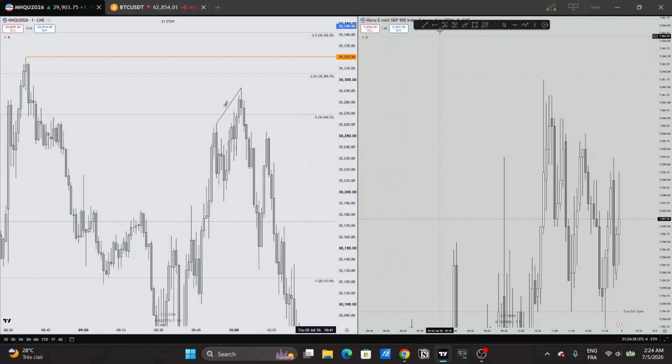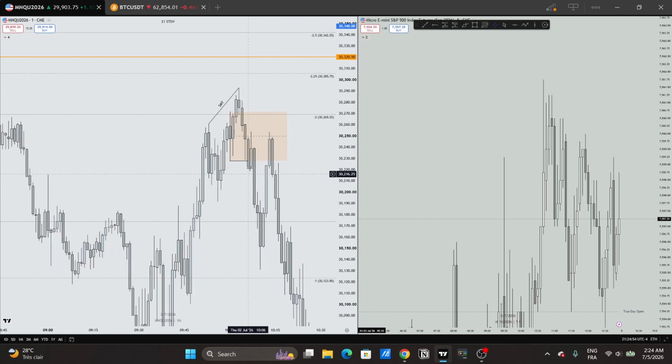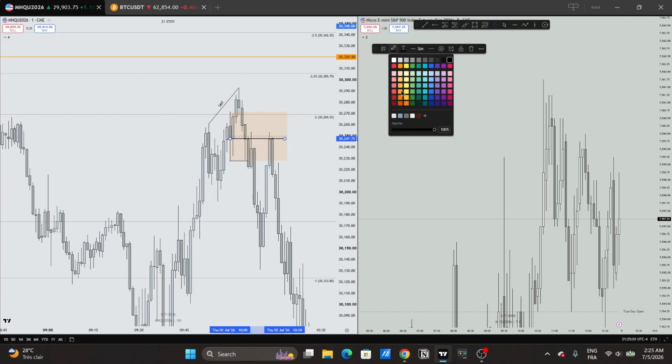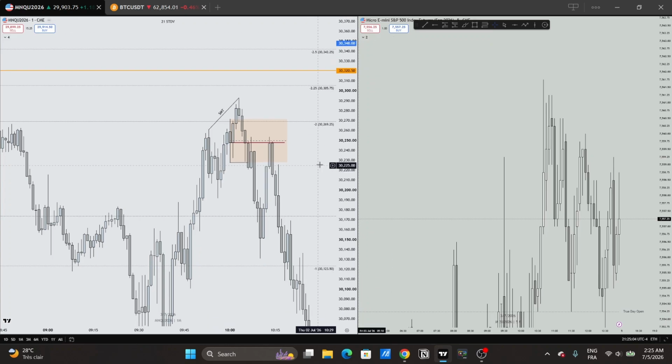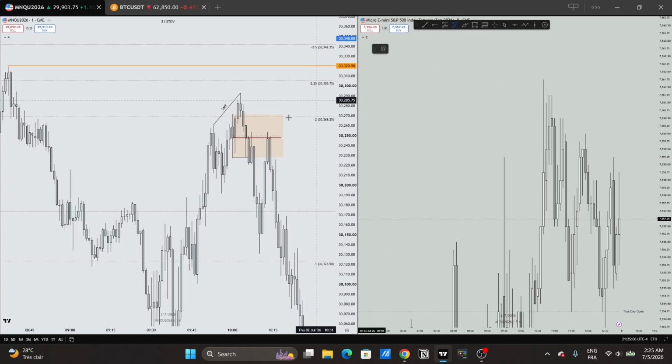Then I spotted my breaker block, just like I explained in the last video. So this is the wick of the breaker block. You can see here that the market closed below it. This is our breaker block here in the red color. So what I did, I positioned myself in shorts right here.